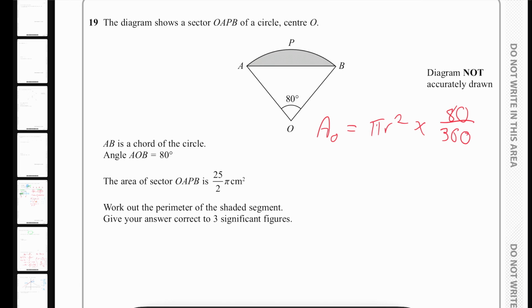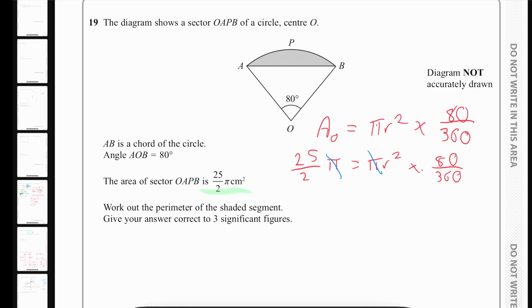Okay, then we look here and we see, oh wonderful, they have actually given us the area. So I'm just going to plug that in. 25 over 2 pi equals pi r squared times 80 over 360. We've got a pi on both sides, so we can just cancel it, because if we divide it through. And then I want the value of r.